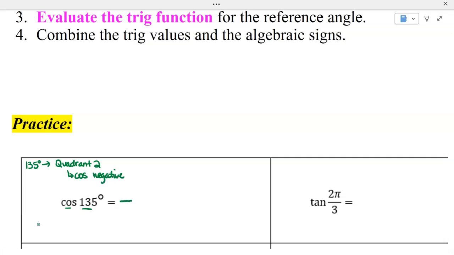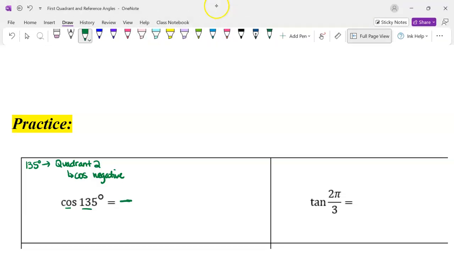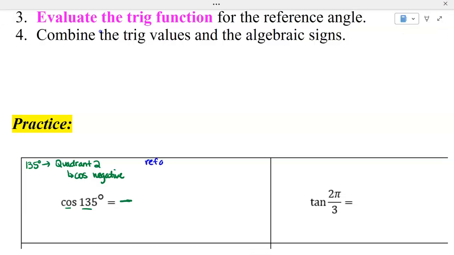And at this point, I would go in and put a negative in my final answer because I know it's going to be negative. I've already determined that. So once I've determined whether my answer is going to be positive or negative, I can go in and indicate that. Then what I want to do is figure out what my reference angle is. We know that 135 is in the second quadrant. And so then I need to ask myself, what angle is there going to be between that terminal side and the x-axis? And hopefully you were able to recognize that 45 degrees is going to be our reference angle.